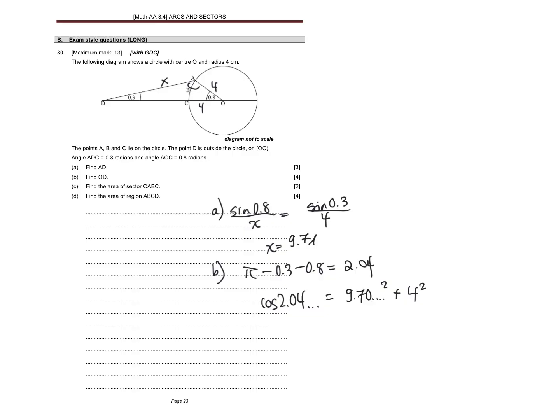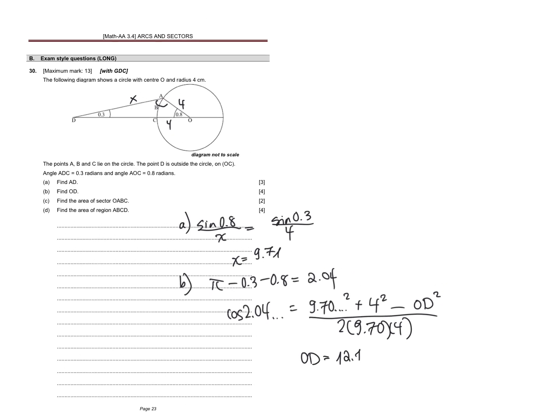I'm doing it wrong. Sorry, I used the wrong formula. So that plus that minus OD squared over minus 2 times 9.70 times 4. So I put it in the other cosine way, but you get that OD is 12.06, so 12.1. Okay, so now we need the area of the sector OABC.